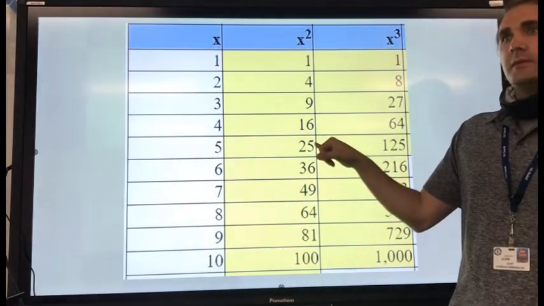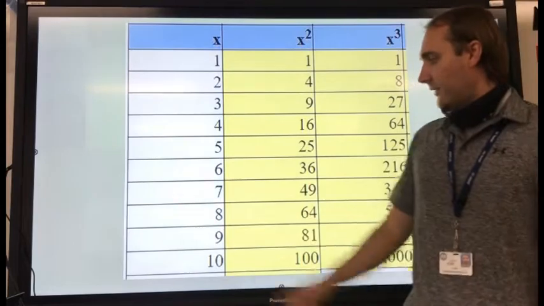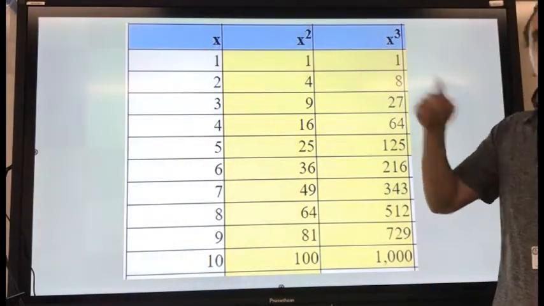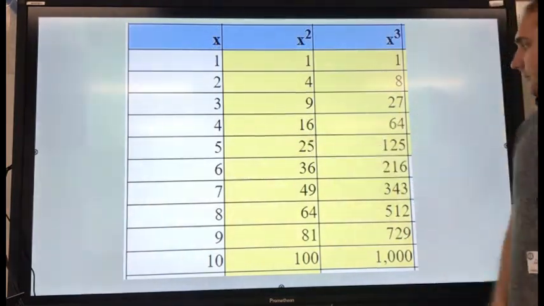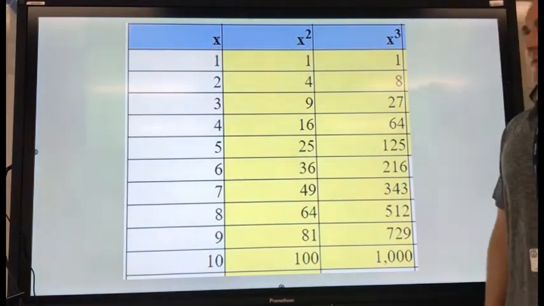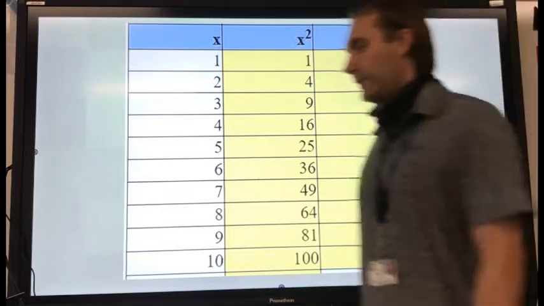25 is what times what? 5 times 5. 64 is 8 times 8. And what do I mean by perfect cubes? Well, I mean the same number, but multiplied by itself 3 times. 27 is 3 times 3 times 3. 125 is 5 times 5 times 5. You'll be given this chart on the test, so you can use it as a quick reference.